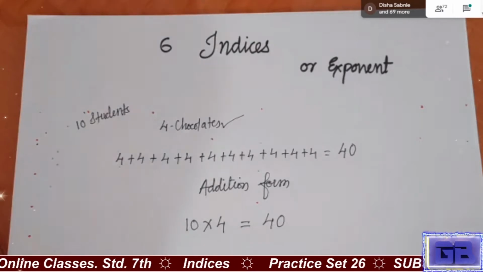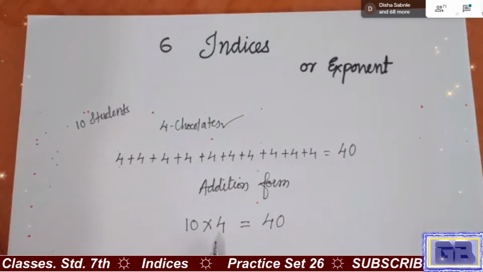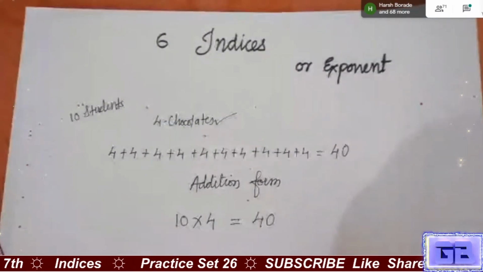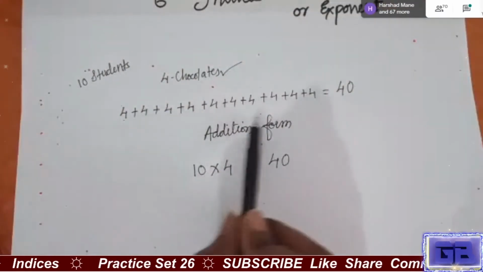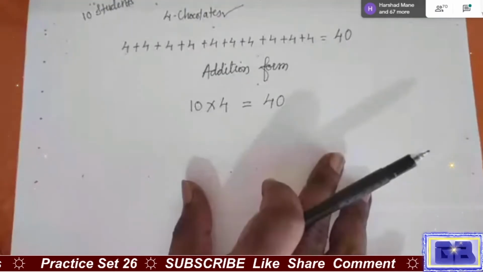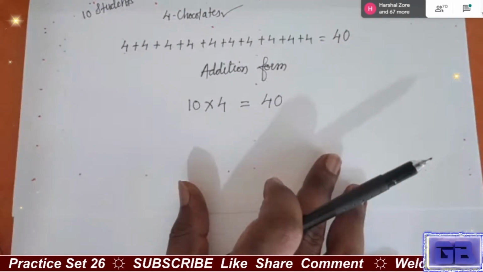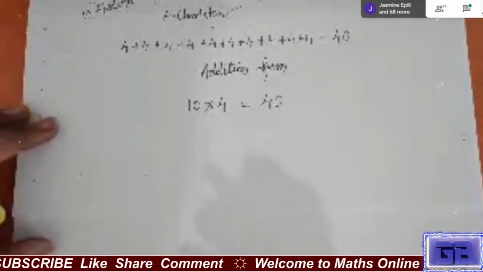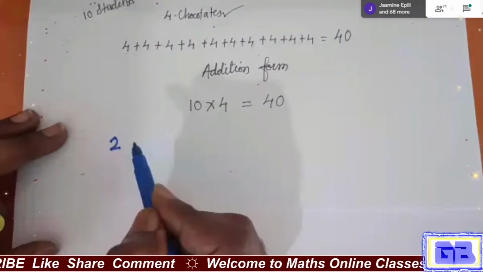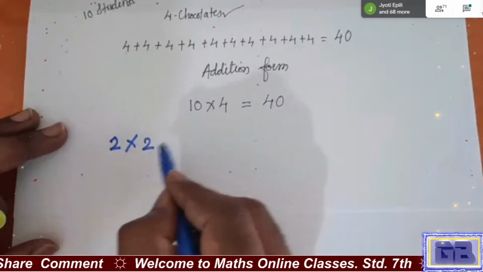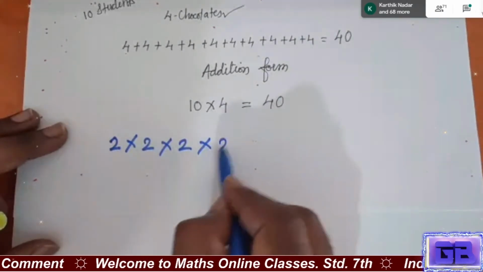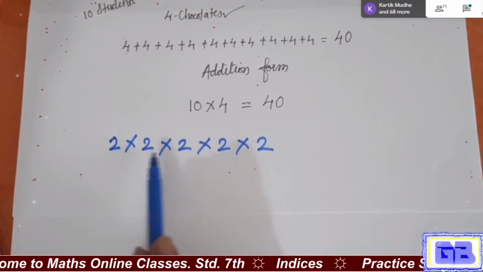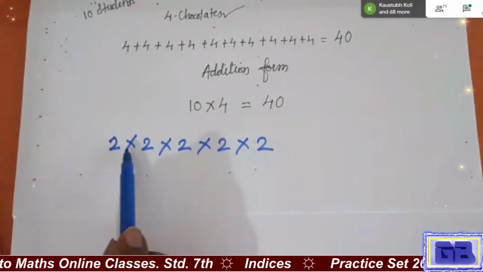So why did we do this multiplication? Because it is convenient. In the same way, we have to learn, like this addition, if we have to multiply the same numbers again and again and again. Now we will take a simple number again. Suppose I take 2 and I have to multiply it 2 times, 3 times, 4 times and 5 times. So I have taken 2, 5 times, in the form of multiplication.